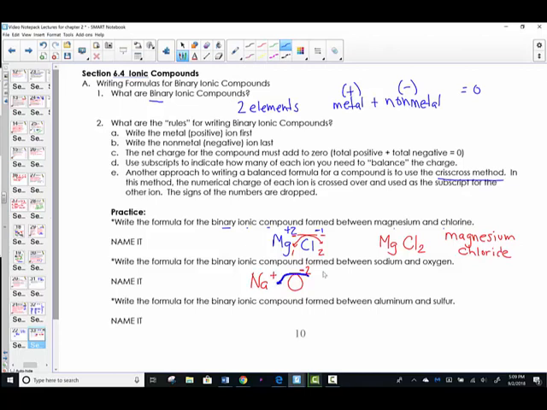I bring this around and down. It takes 2 units of a plus 1 charge to electrically balance 1 unit of a negative 2 charge. Our compound would be called sodium oxide.